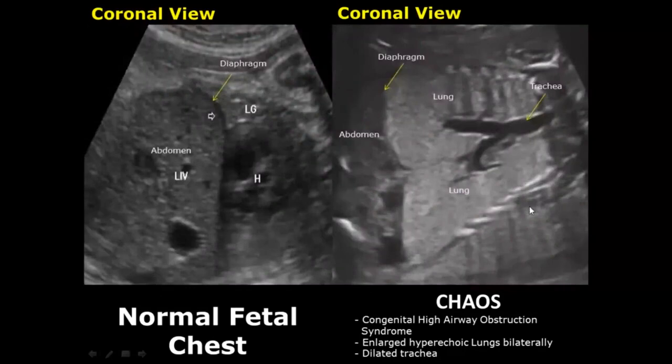In CHAOS, the trachea can also be dilated. Here we can see hyperechoic lungs along with a dilated trachea. It is fluid filled, that is why it is anechoic.